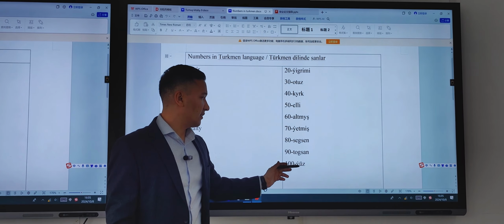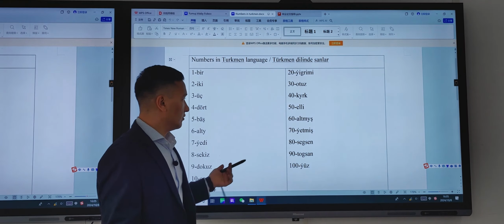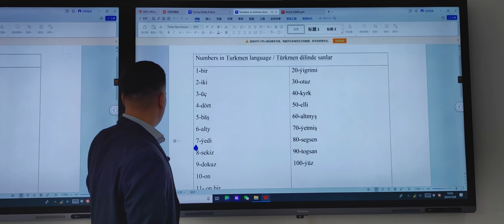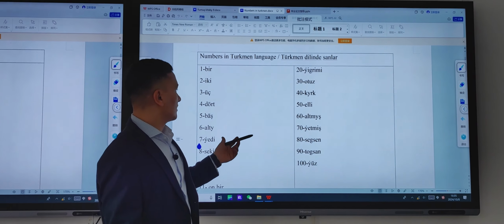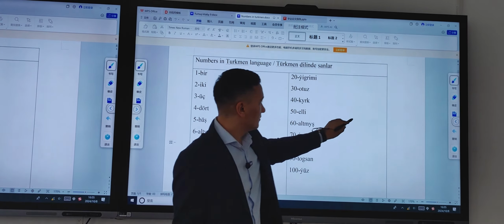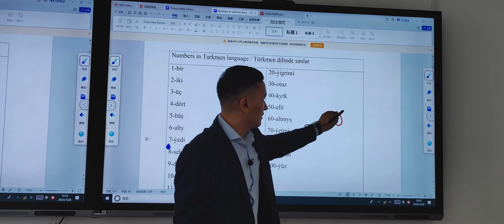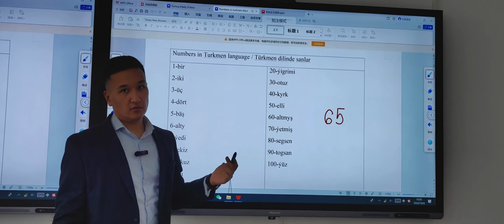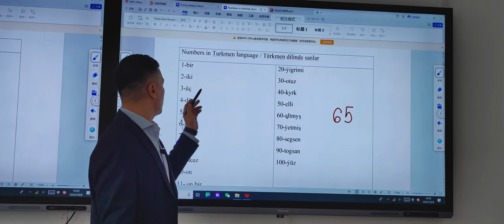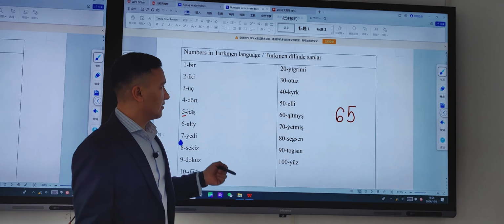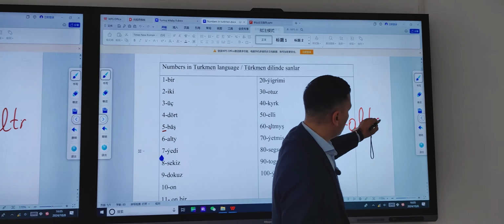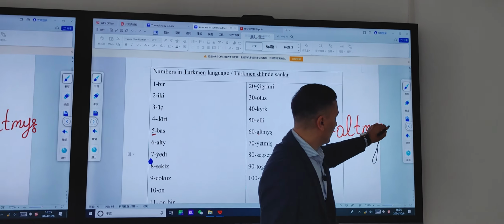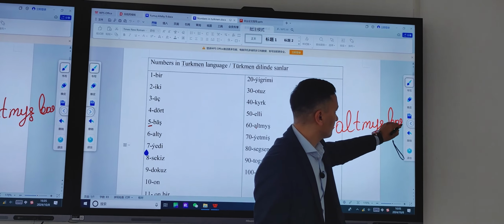Tolfan, 90, and the last one, youth. So, let me give you one more example. If we want to say 65, we say 60, then dash. So that would be 60, 65.